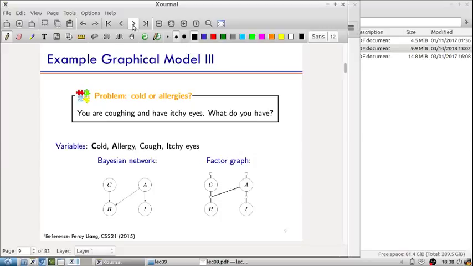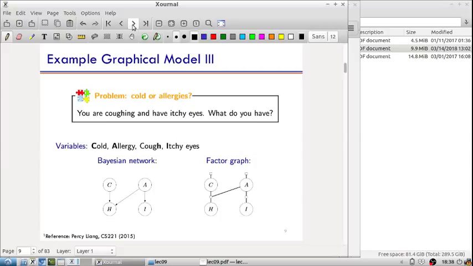There's a corresponding factor graph, but that is fine. Let's say you observe 2 of the random variables. In this world, everything is a random variable. So you're coughing and you have itchy eyes. Let's say those are the 2 realizations of the 2 nodes here. Given that, can you tell me the probability of C? Can you tell me the probability of A? If the probability of A is high, then maybe we can say allergy was the issue. If the probability of C is high, you can say maybe cold is the issue.